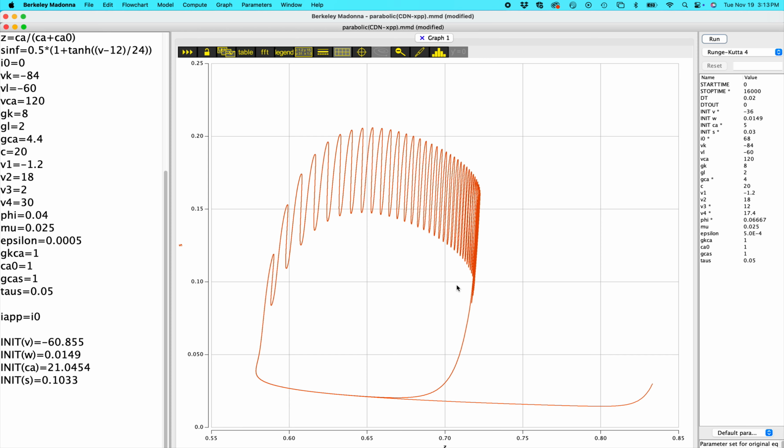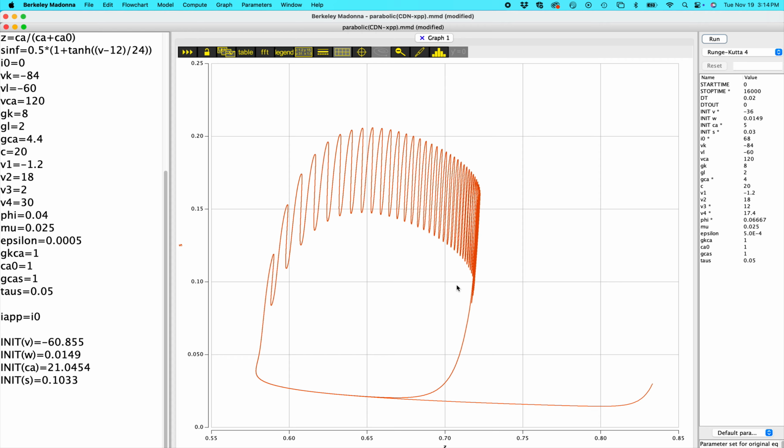Well, one way to think about it would be like, okay, I know when Z and S are both low, both of the currents are off. The calcium current is off, and the calcium-dependent potassium current is off. And when Z and S are high, both of the currents are on.